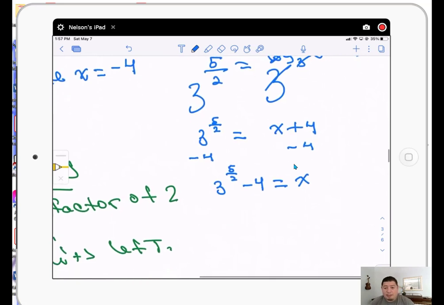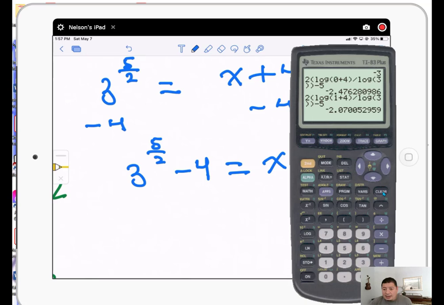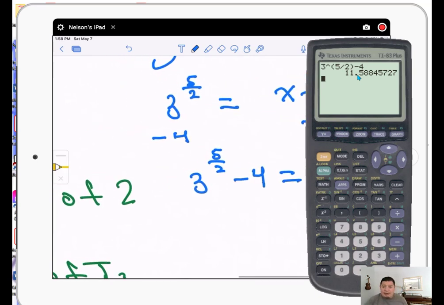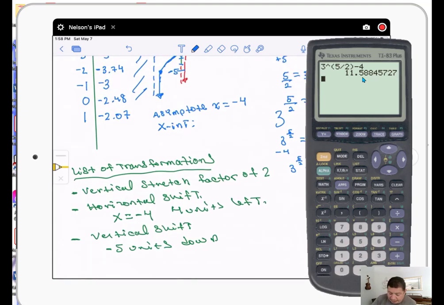Okay, and then before you start panicking and saying, hey, I have never seen something like this before, you know what? You have your calculator, it can help you. So all that you need to do is go ahead and start from here. So 3 to the power of 5 divided by 2, all right? And then you're going to minus 4. And there you have it, 11 point, what is it? 11.59 would be your x-intercept.